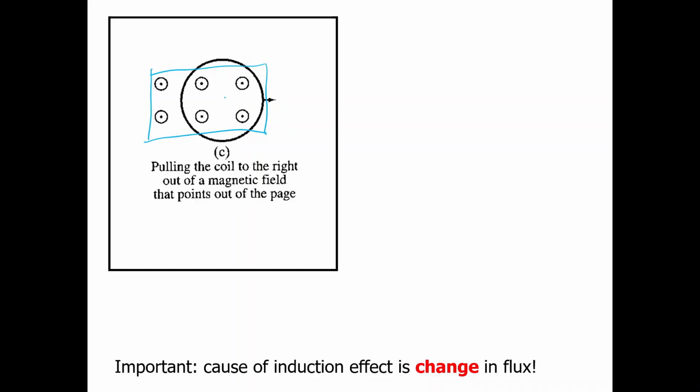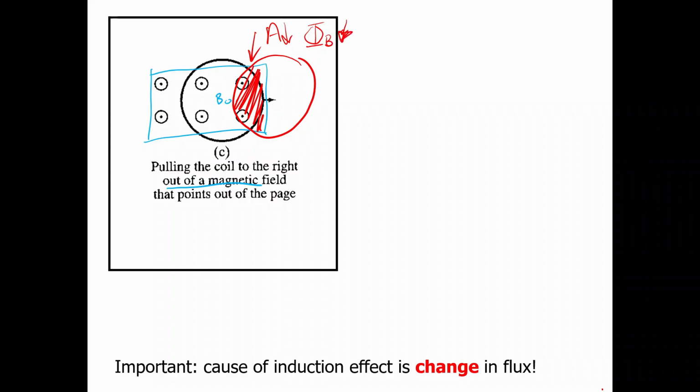Our B0 would be out of the page, because that's what the magnetic field is showing there. We've got our loop. As we pull the coil to the right out of the magnetic field, if we picture what's happening in the next instant, my loop is going to be over here. So the portion of my loop that is in the field has decreased. Because my area has decreased and my flux is BA cosine theta, my magnetic flux has also decreased.